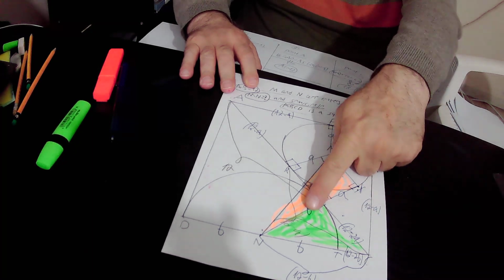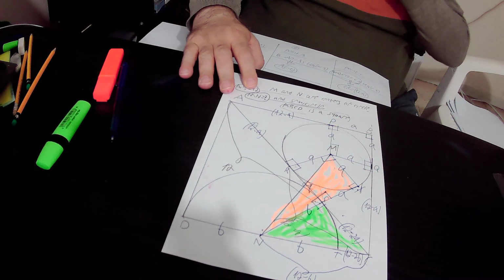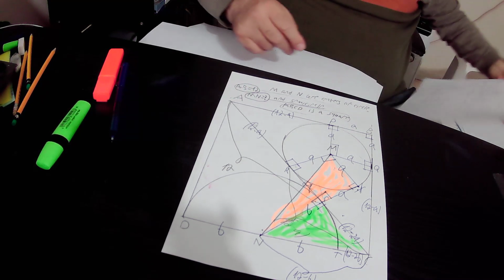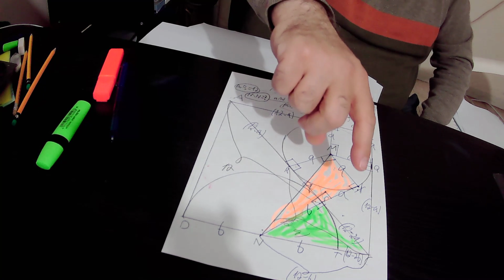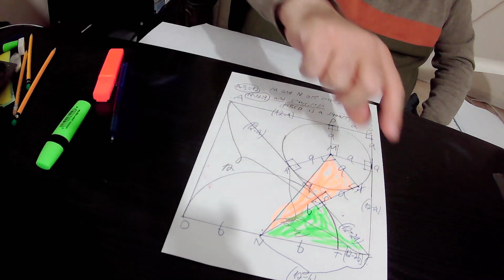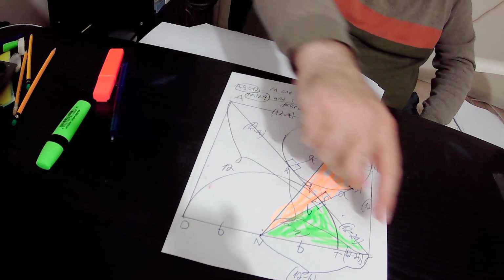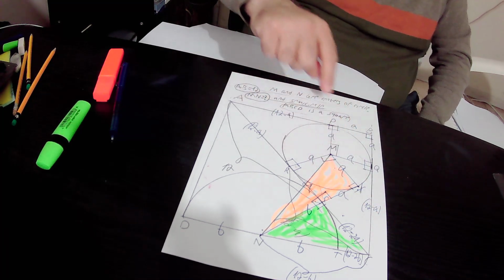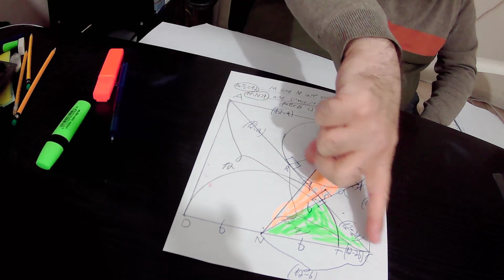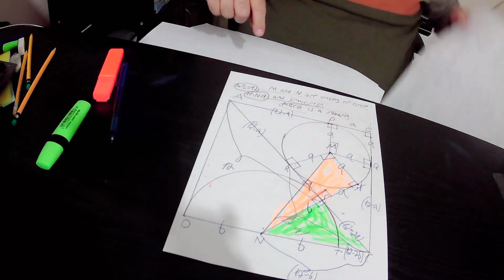CR is also equal to 12 minus A. Okay? And what is the value of line segment SC? The value of line segment SC will be equal to RC minus RS.